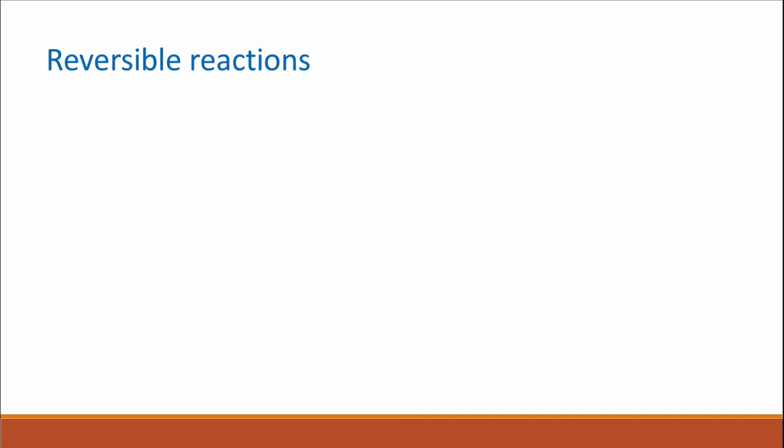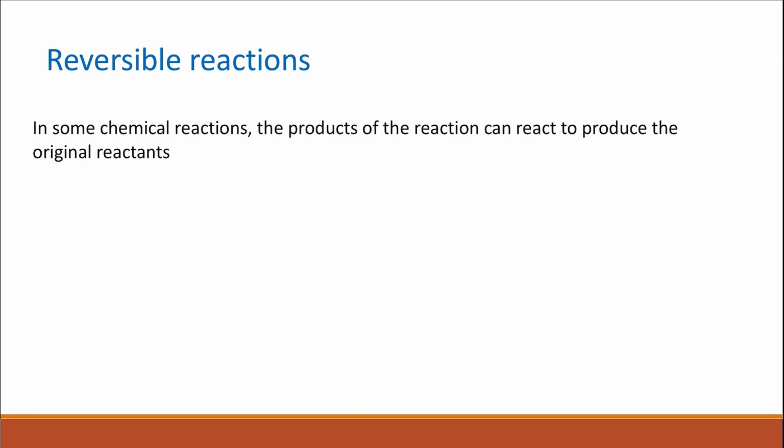Equilibrium. So what is a reversible reaction? In some chemical reactions, when the reactants react to give the products, the products that have been produced can react back together to give you the reactants. This kind of reaction is called a reversible reaction.